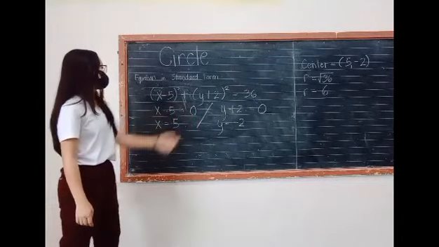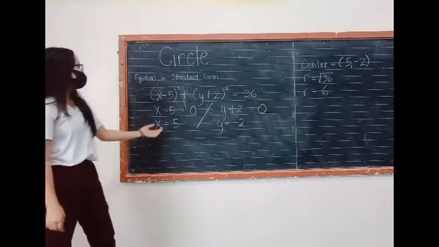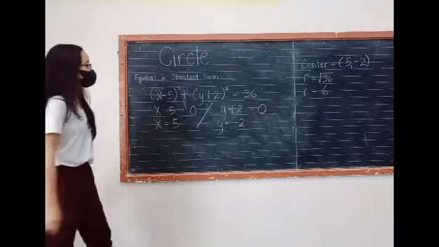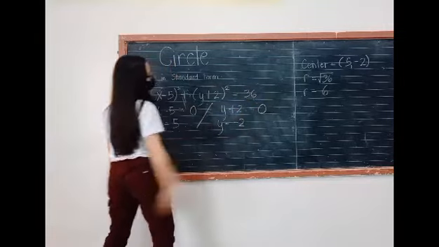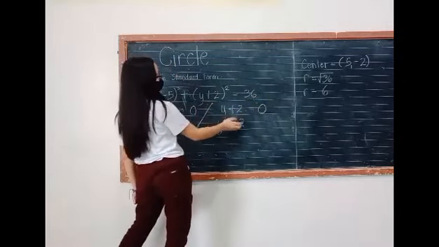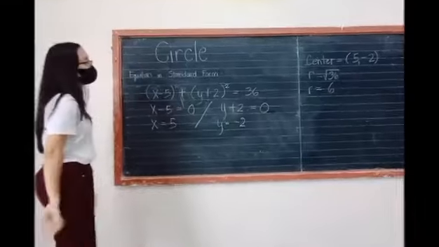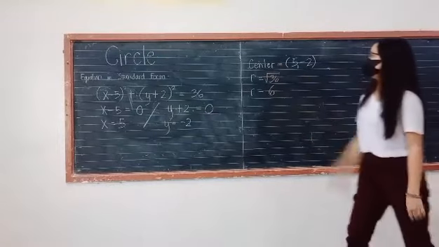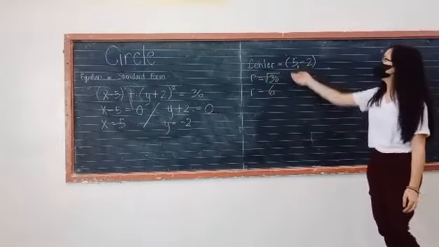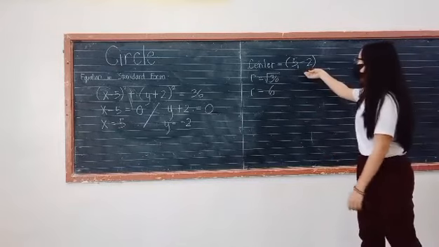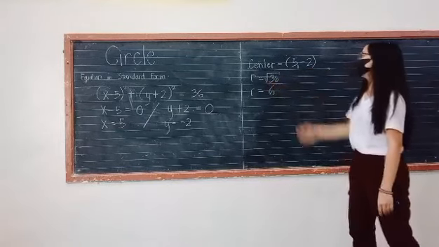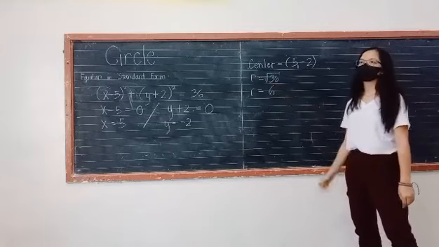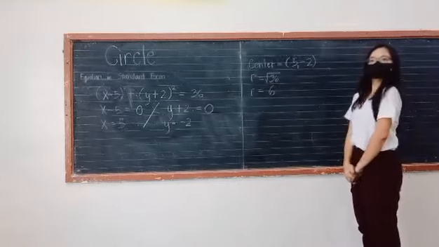So we're going to equate the 5 to 0. It's going to turn to x is equal to positive 5. And y plus 2 is equal to 0 will be y is equal to negative 2. So our center is positive 5 and negative 2. And our radius is r is equal to square root of 36, which is r is equal to 6.